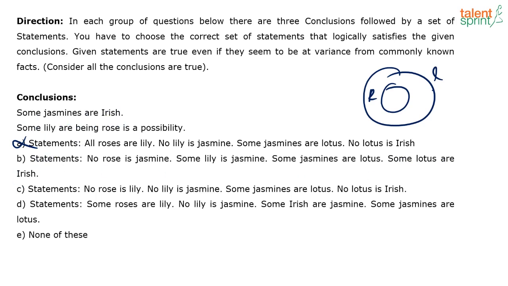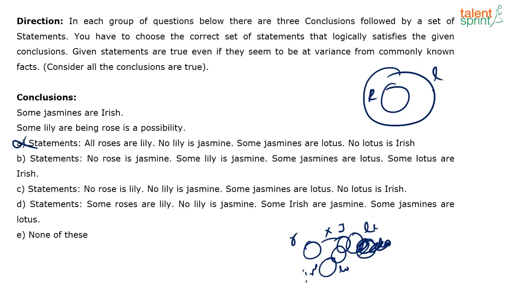Let us leave that statement there for now, or you can try it also. Let us try it right away. Alright, what is given? No rose is jasmine. So this is rose. This is going to be jasmine. No rose is jasmine. Some lily is jasmine. Then some jasmine is lotus, and some lotus are Irish. So with this, can I say some jasmine are Irish?